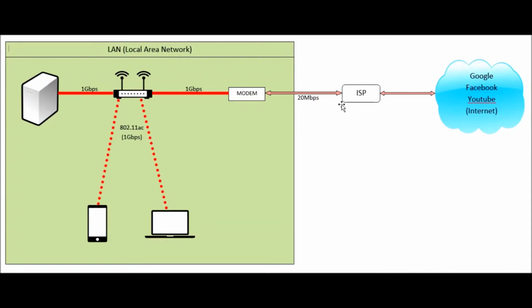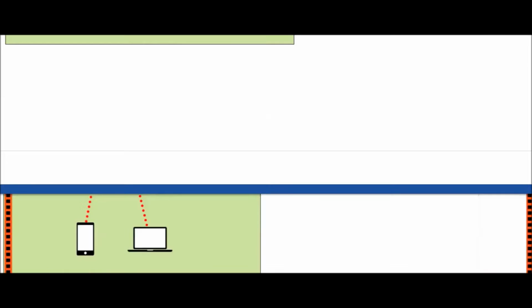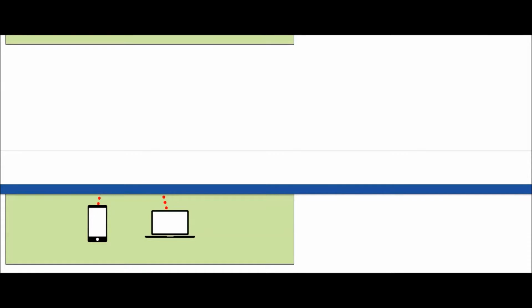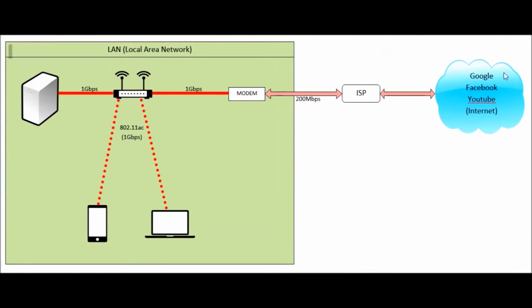In this example, the internet connection speed is 20 megabits per second, which, as you can tell, is a lot slower than the switching speed you have inside of your house. Even a fast internet connection, in this case 200 megabits per second, which is what I have, is still way slower than the network you have inside of your house.